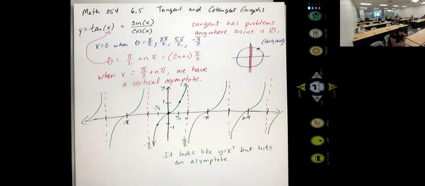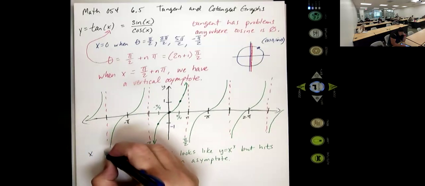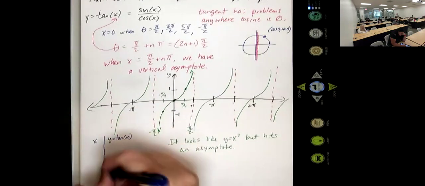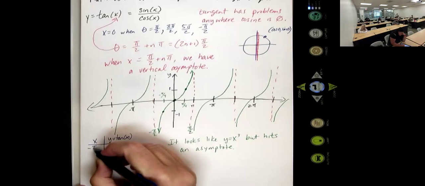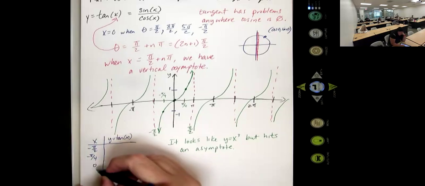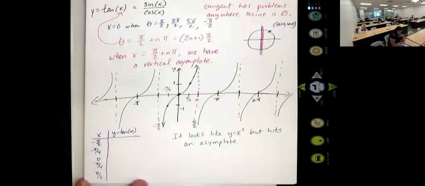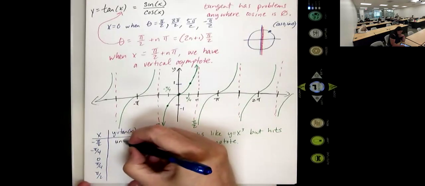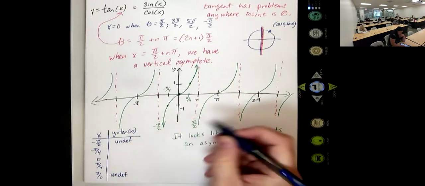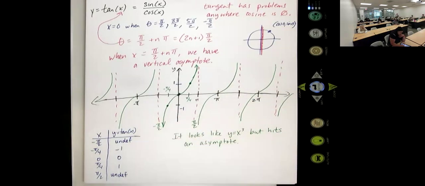So what you need to remember for tangent is x and y equals tan x, make a little table. We're going to do increments of pi over 4, starting at negative pi over 2, with the top of these both being undefined, so they're asymptotes. That's a 0, and we go negative 1, 0, and 1.